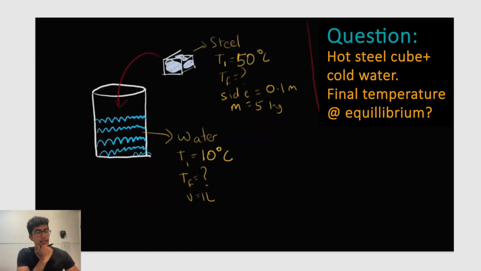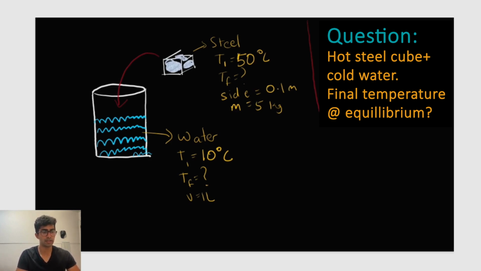Okay, so we have a container of water that is currently at 10 degrees Celsius. We don't know what the equilibrium temperature is, but we do know the volume of water is 1 liter. That helps. Now, in terms of steel, we have a steel block currently at 50 degrees Celsius. We have a side length of 0.1 meters, which helps us find the volume, right? Because it's a cube. And then we have a mass of 5 kg, which is great.